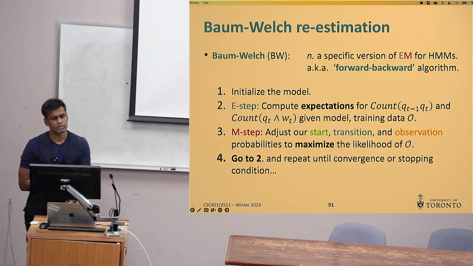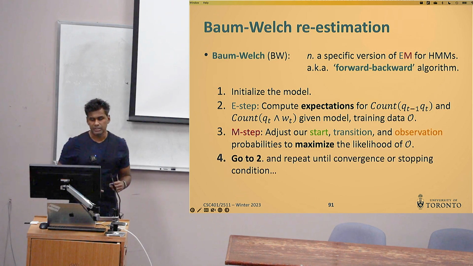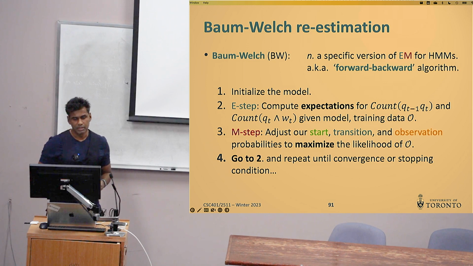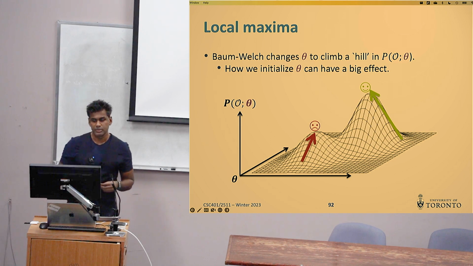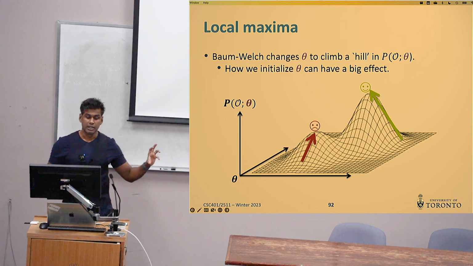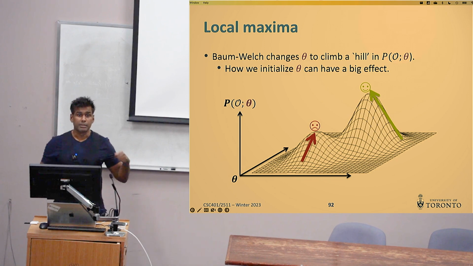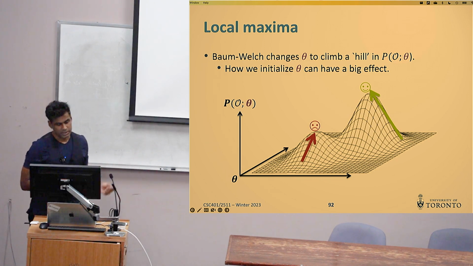This slide shows the main steps for the Baum-Welch re-estimation. We initialize the model, then we have the expectation step, then the maximization step where we update our theta parameters, and then we go back to step 2 and repeat. As a reminder, one con of this kind of approach is that we're never guaranteed the optimal solution. Depending on our initialization, we can end up in a local maxima.